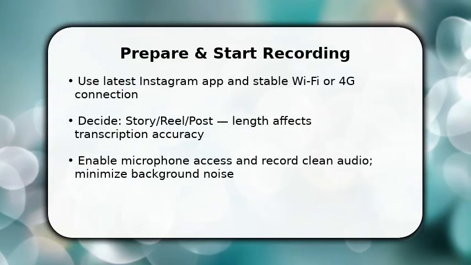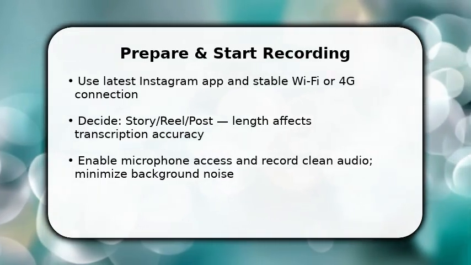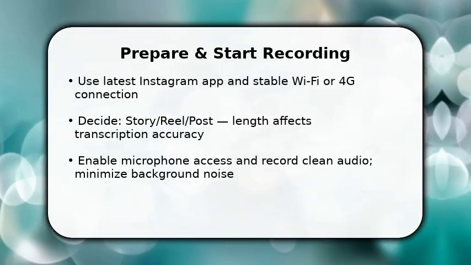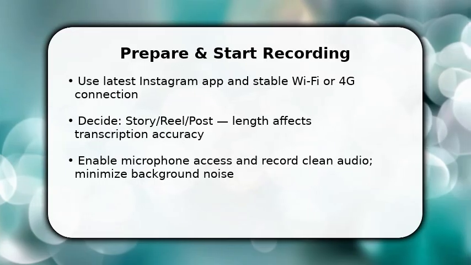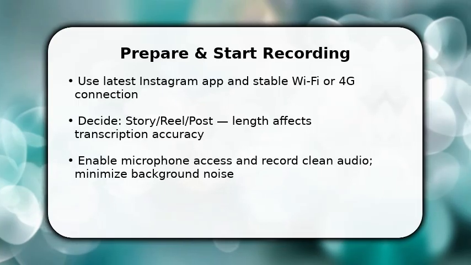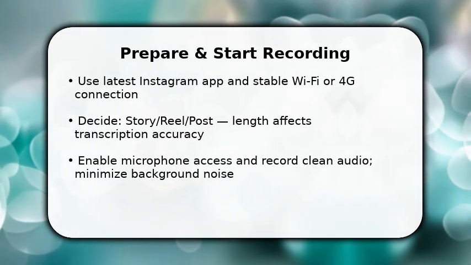You'll begin by getting the essentials in place. Open Instagram, confirm microphone permission, and choose story, reel, or post because each has different length limits and editing tools. Start recording with a steady phone and speak clearly. This improves automatic captions later. Once done, save the clip or keep it live for editing.